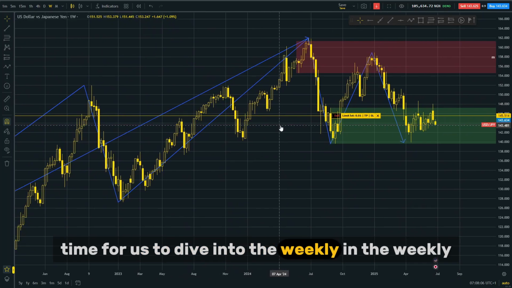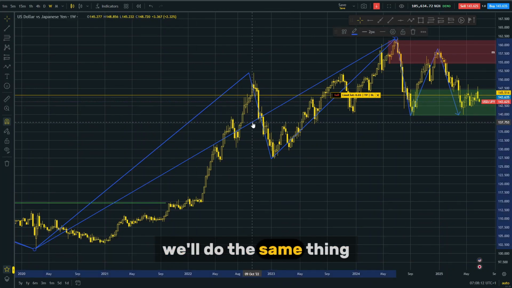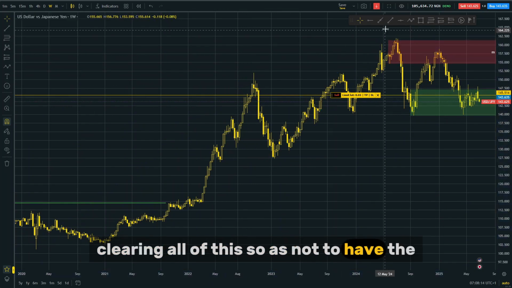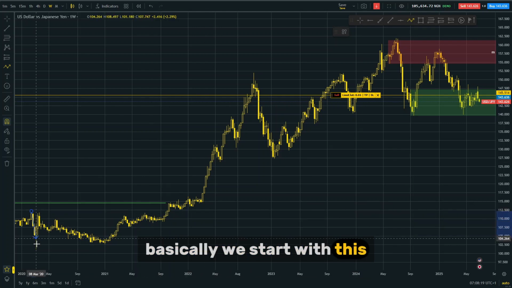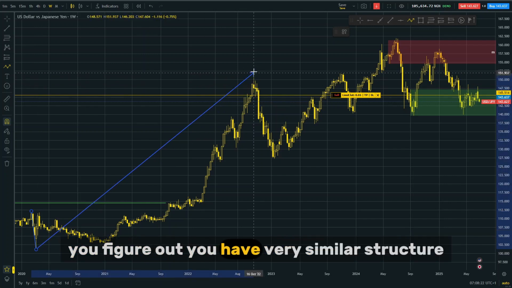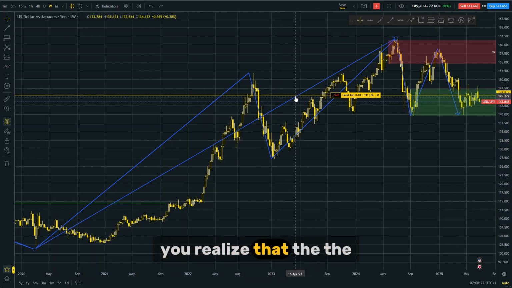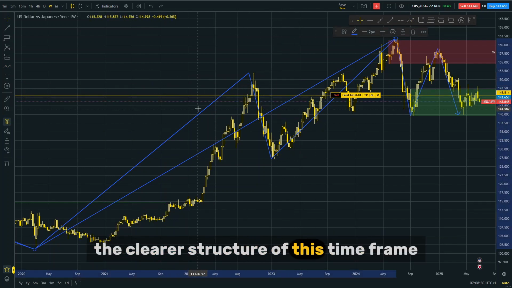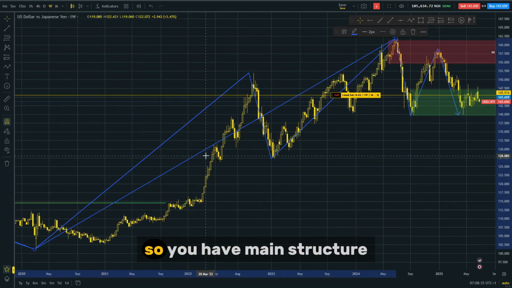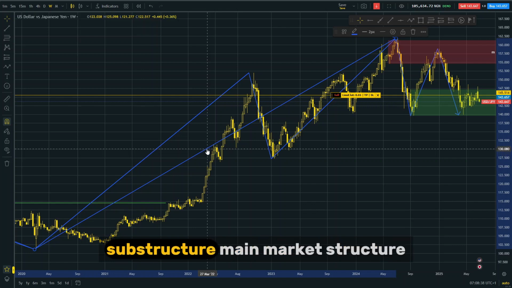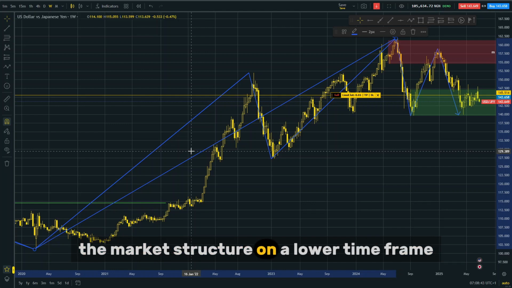Time for us to dive into the weekly. On the weekly, I like to first and foremost reset my chart. Again, we'll do the same thing, clearing all of this so as not to have the chart chunky or clunky. Basically, we start with this and this low. Obviously, you'll figure out you have very similar structure. Matter of fact, I will not remove that. You realize that the clearer structure of this time frame is the substructure of the monthly time frame. So you have main structure, substructure, main market structure, sub-market structure. The sub-market structure is the market structure on a lower time frame.